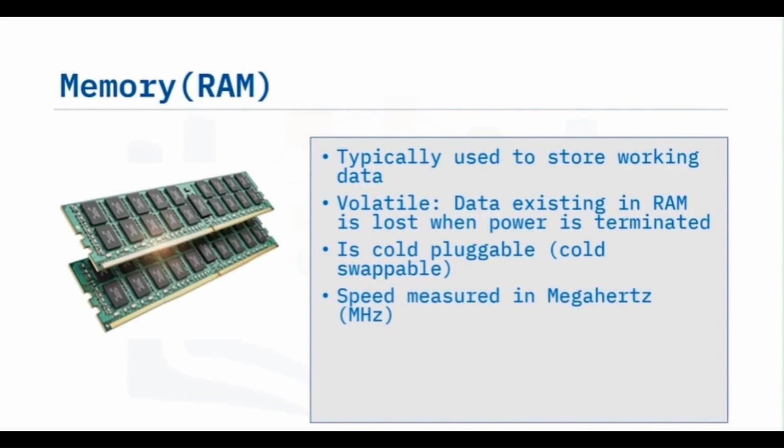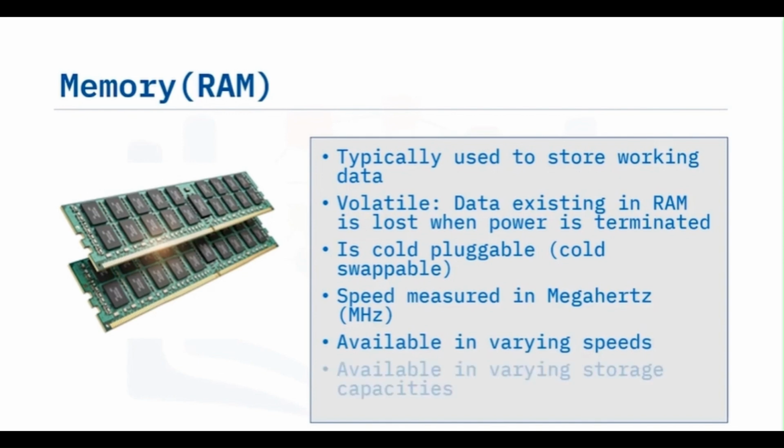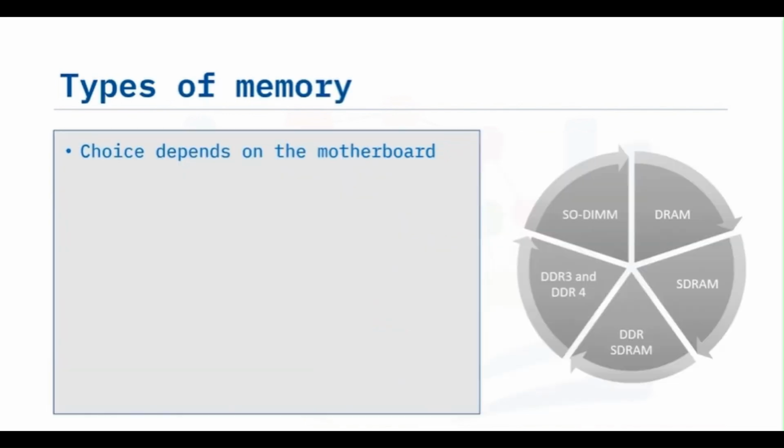Currently, RAM speeds can range from 1333 MHz to speeds of 2133 MHz. RAM is available in several forms of varying speeds and storage capacities, depending on your type of motherboard and needs. The memory you use depends on your motherboard type.